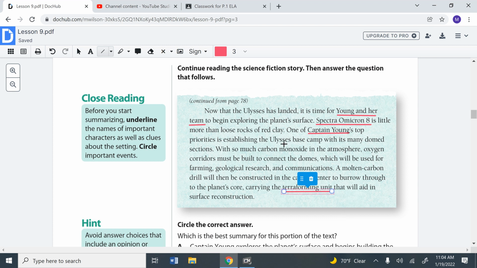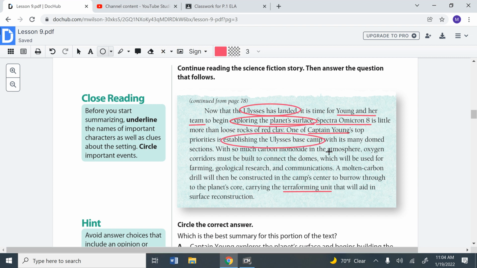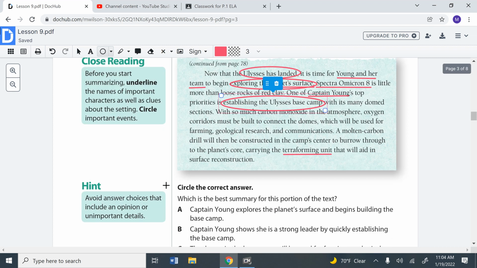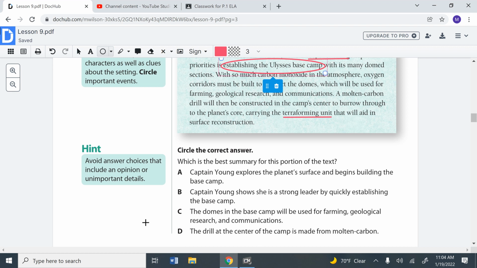And so now I'm going to circle important events. So let me grab my circling tool. Obviously, the first thing that's important is that they landed. So they landed, they started to explore the planet's surface. Oops, now I realize that the planet's surface is the setting, and I was supposed to underline that, so let me do that really quick. And another thing that I can circle is that they established a base camp. That's also really important.